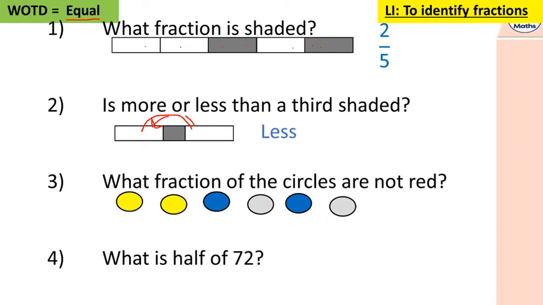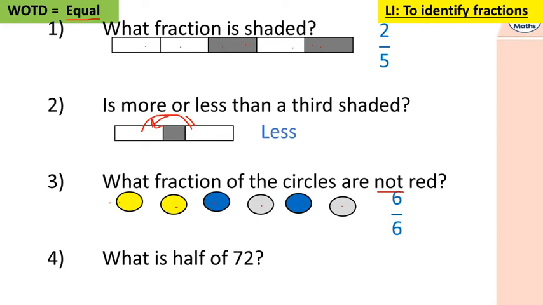Okay, this question is, what fraction of the circles are not red? So we look for how many red ones we've got. We haven't got any. If we count the total, we've got 1, 2, 3, 4, 5, 6. So we're going to need 6 as our denominator. How many aren't red? All of them. So 6 parts out of 6 are not red.